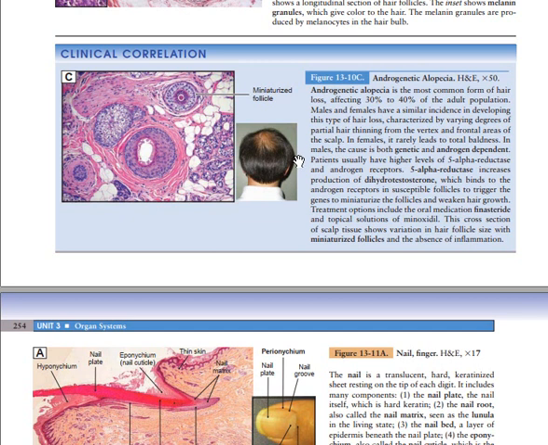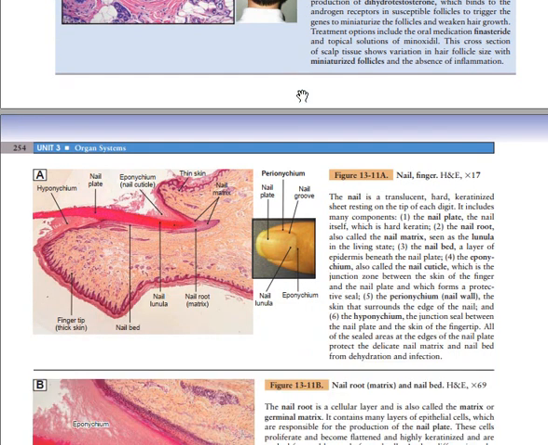Is it clear? It can be a genetic or androgen dependent disorder. Is it clear? In the androgen dependent disorder, you can have 5-alpha reductase increase the production of dihydrotestosterone from testosterone, which binds with the androgen receptor, and that makes the follicle susceptible, triggering the gene to miniaturize the follicle. So on the histology section of androgenic alopecia, you're going to have miniaturized follicles. Mostly it is due to a 5-alpha reductase increase that produces a high level of dihydrotestosterone.